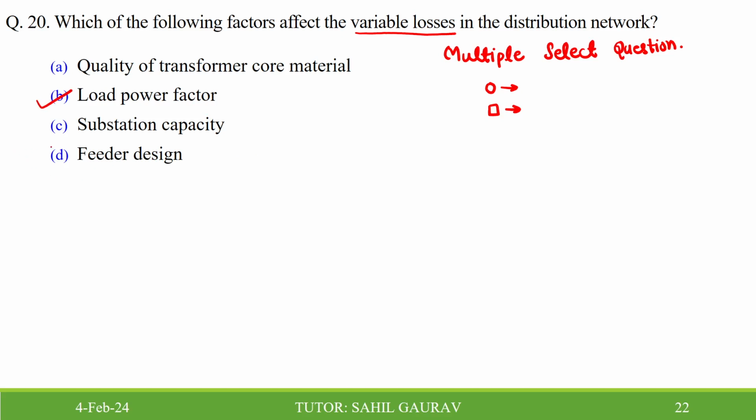Feeder design is also a correct option, because there are different designs of feeders: your primary feeder, lateral, sublaterals. The way you connect to the different loads also affects the power loss in the network, because the length of your distribution line is affected by your feeder design. Load power factor is also important, as it also varies the losses in the distribution network. So B and D are the correct options.